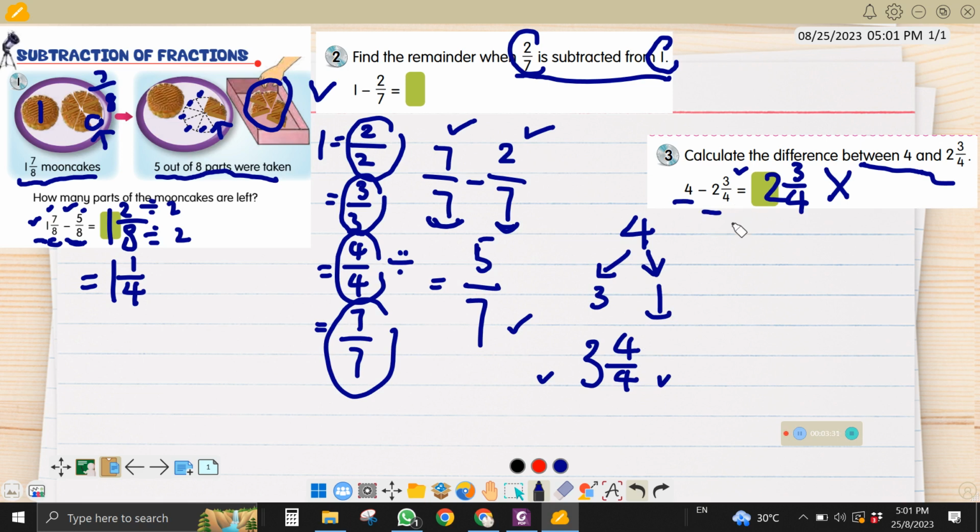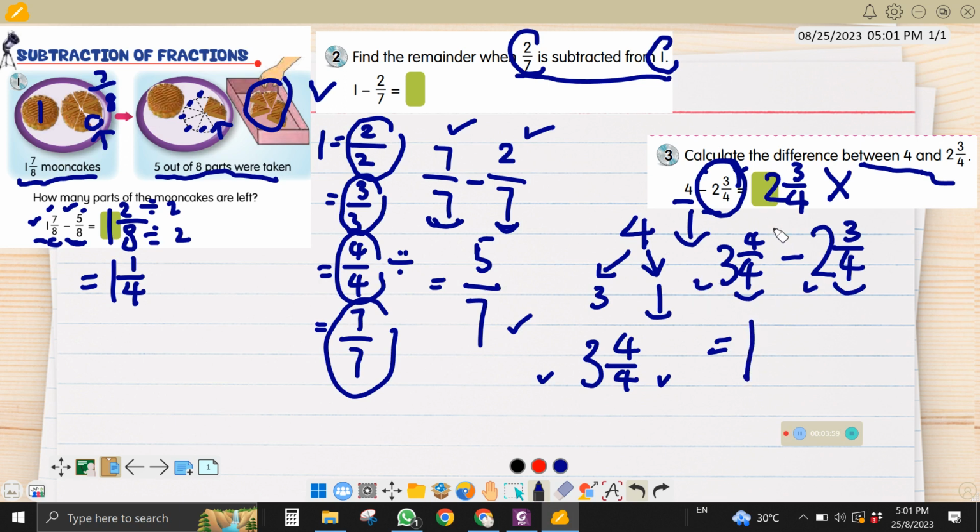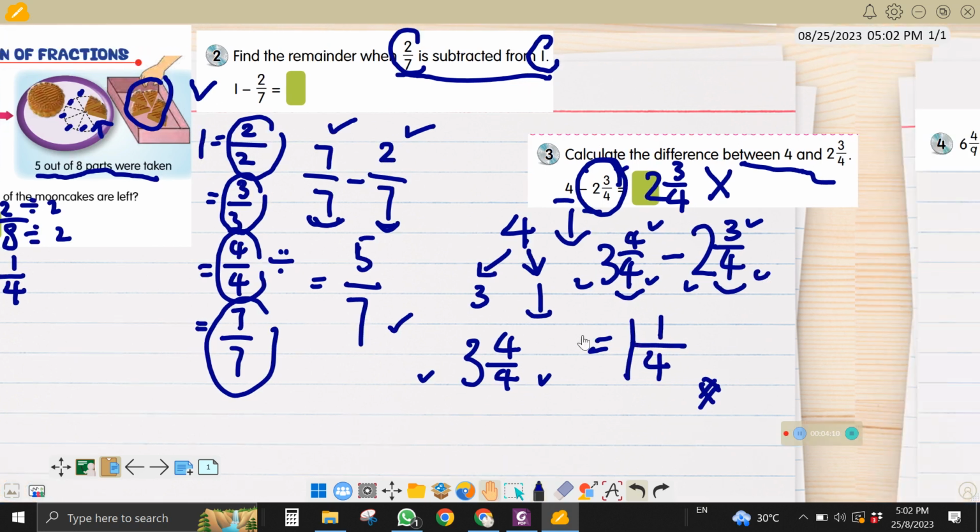Now, why 4/4? Because we need to minus 3/4. We want the denominator to be the same. That's why the 4 we break down into 3 and 4/4. Then only we minus. Now you can see that the bottom numbers are 4, then we only can minus. If they are different, we can't. So round number, 3 minus 2 is 1. The top, 4 minus 3 is 1. The bottom, 4, 4, 4. So you get your final answer. Okay, 2 more examples, then we are done.